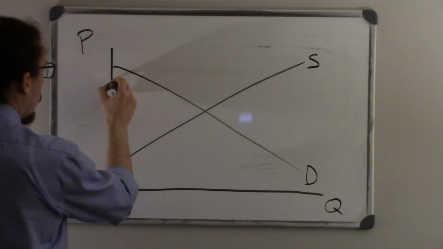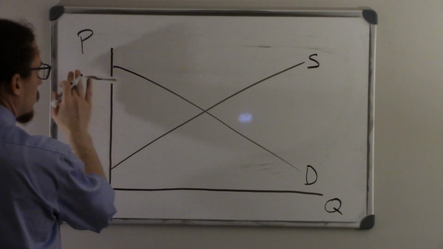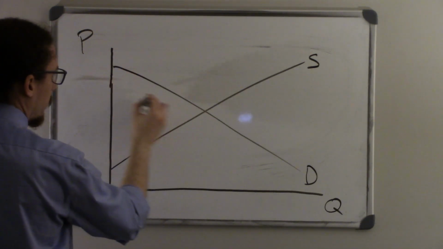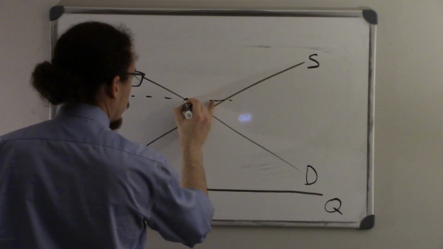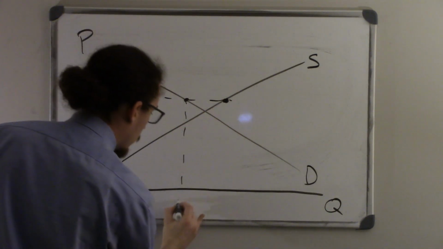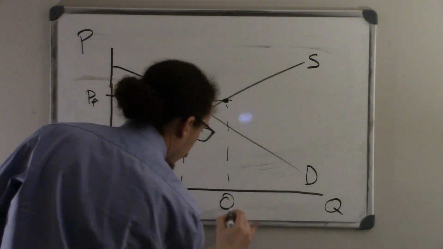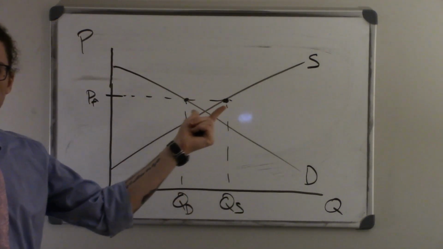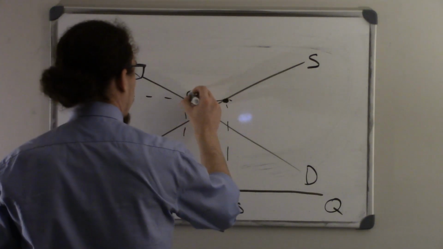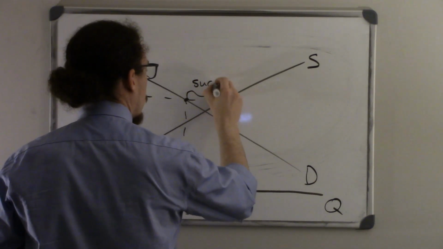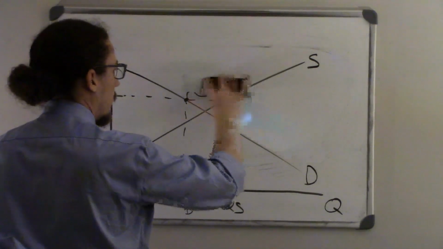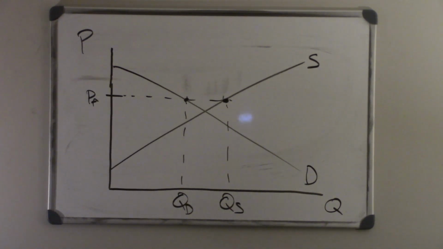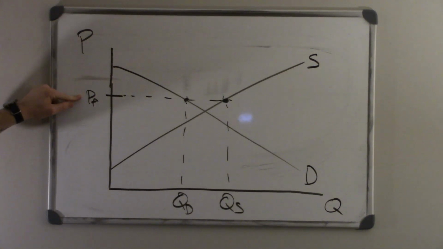All right, so let's say that we've got this price floor. We can see the differences between our quantity demanded and our quantity supplied. That is our surplus. That is our unemployment. We don't have any numbers on this, so we can't really tell the size of the unemployment, but that doesn't really matter.